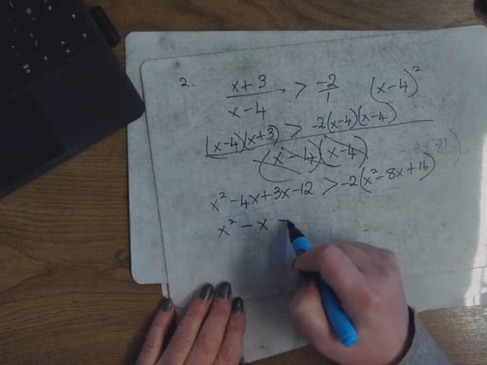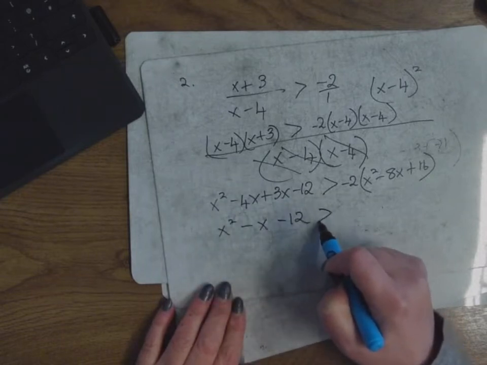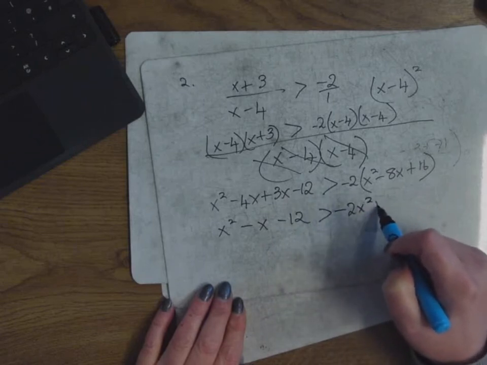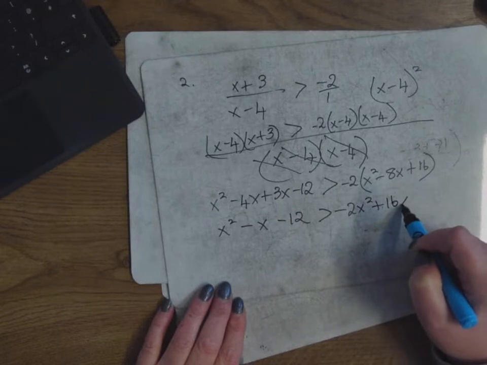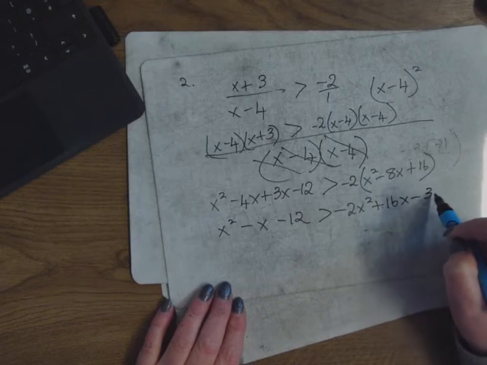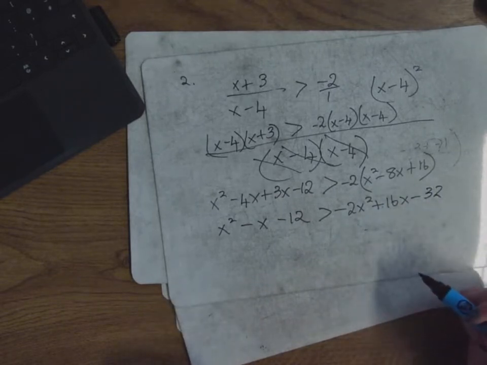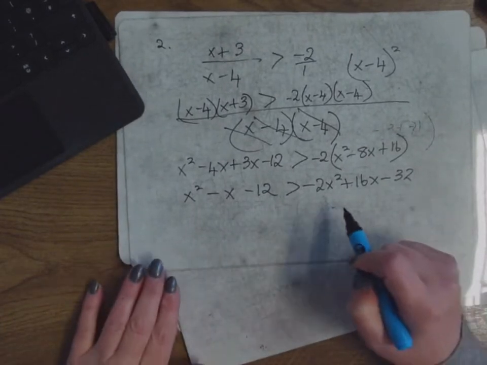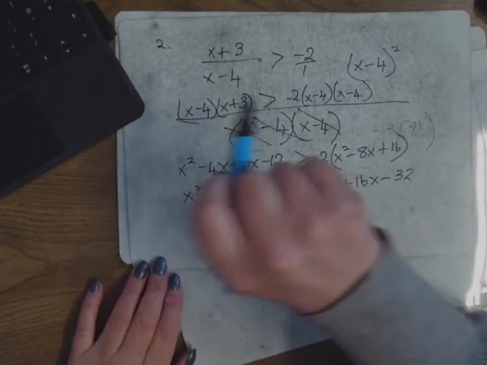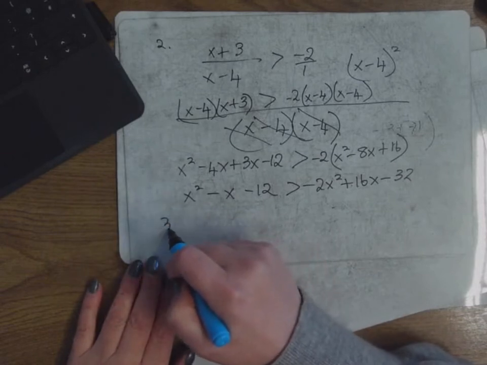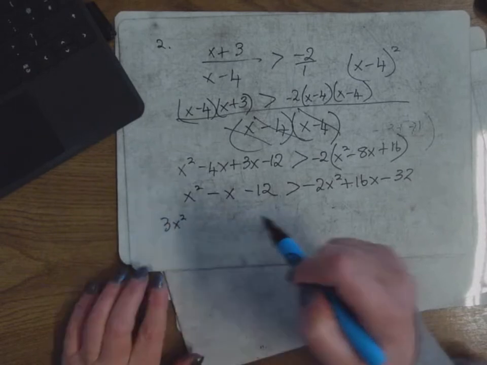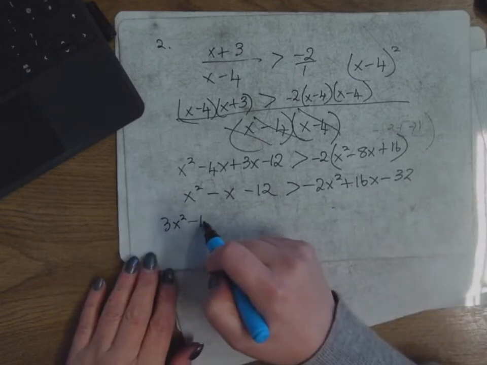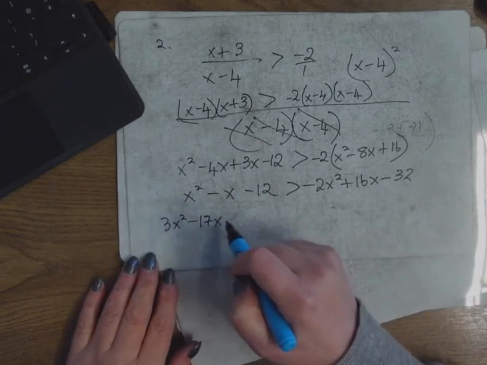Minus x minus 12 is greater than, multiplying out, minus 2x squared plus 16x minus 32. Just multiplied in there by minus 2. Is that right? Bring everything to the left. So x squared plus 2x squared when it comes over becomes 3x squared. I have minus x minus 16 when it comes over becomes minus 17x. Agreed?